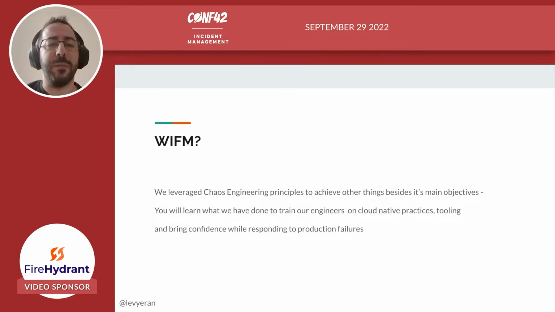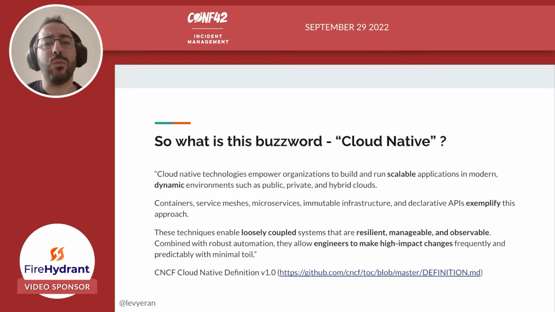So stay with me. Let's start with the buzzword cloud native, as the definition I copied from the CNCF documentation, which is how they call it, the cloud native definition. I've highlighted some of the words there. While you read the definition, you see the words scalable, dynamic, loosely coupled, resilient, manageable, observable. At the end, you see something that I truly believe in, and I'm trying to make it part of every culture of any engineering team that I join.